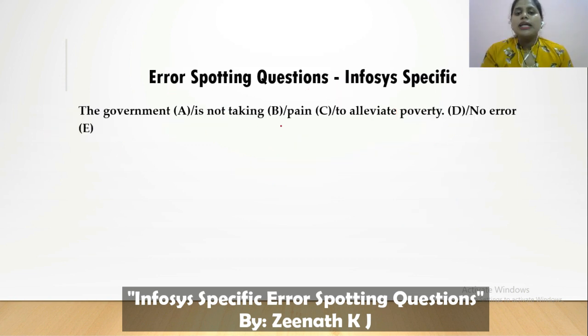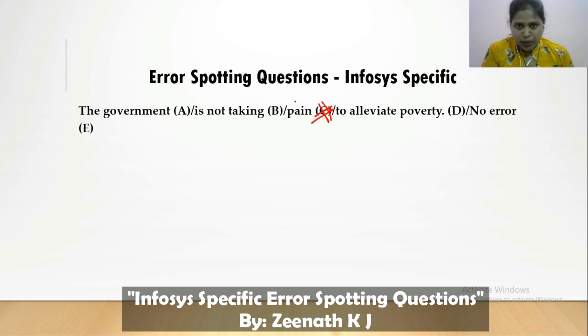"The government is not taking pain to alleviate poverty." Where do you think is the mistake in the sentence? If you have already eyed it on the right part of the sentence, bravo, big thumbs up to you. If you haven't, then you can pause the video, you can take some time to identify the mistake. Once again, the answer lies in part C.